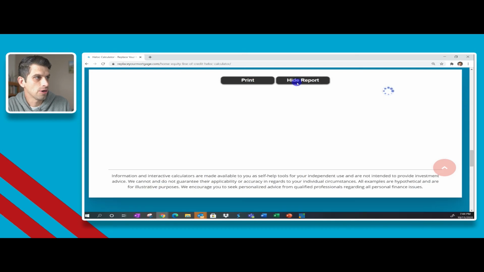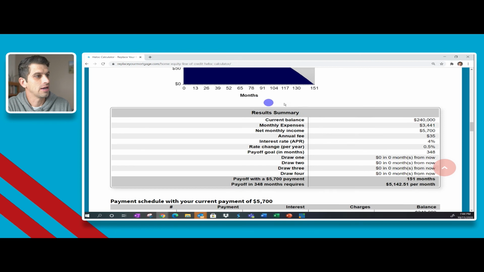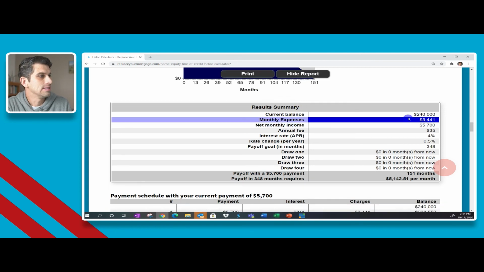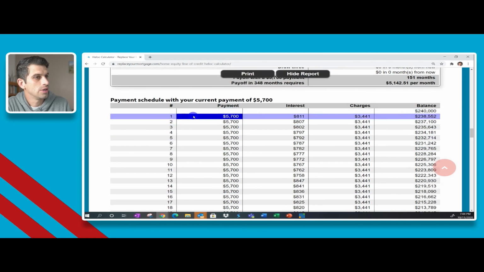And then you can click View Report, and it will start off here. So to pay off your line of credit of $240,000 in 348 months, you need to pay $5,142.51 into your HELOC. And again, I'm not going to be reviewing the strategy. I'll do that in another video. This is just simply how to fill out this calculator. And then what I inputted of 5,700, it says I'll pay that off in 151 months. And then you can come down here and see all of your inputs and then how it would pay off over time.